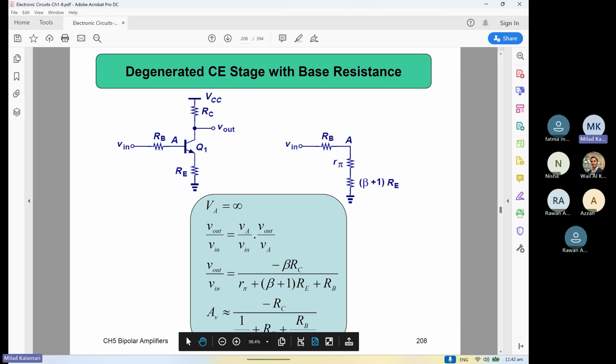Okay, we need to also consider some more cases, a little bit more general, once we have the base resistor. We studied this common emitter without emitter degeneration, with the emitter degeneration, and now we are adding this R base. So what will happen? How can we calculate the gain for this case?